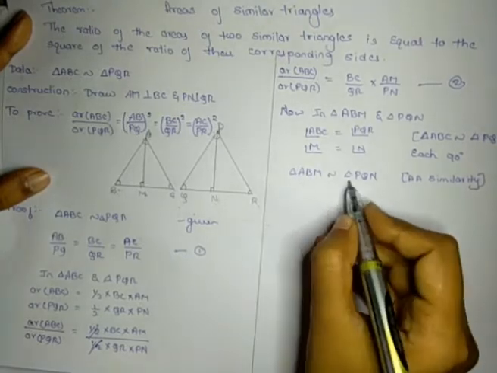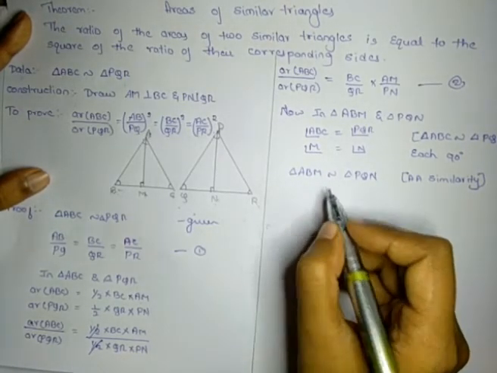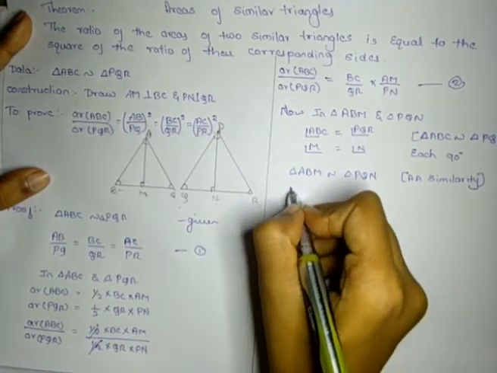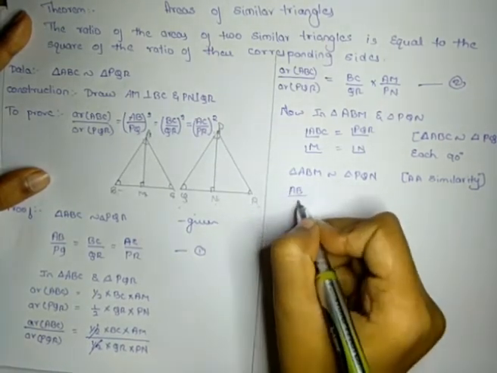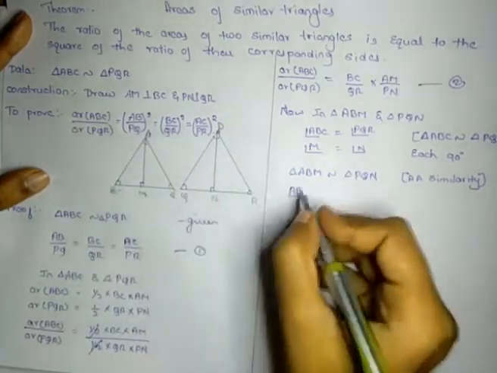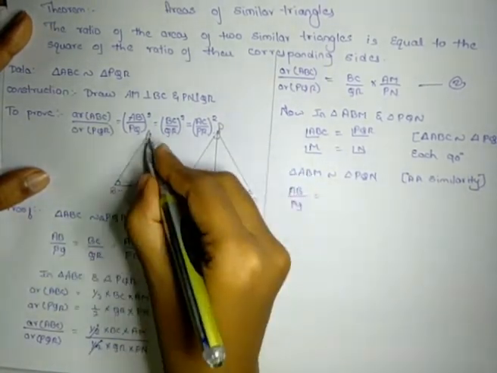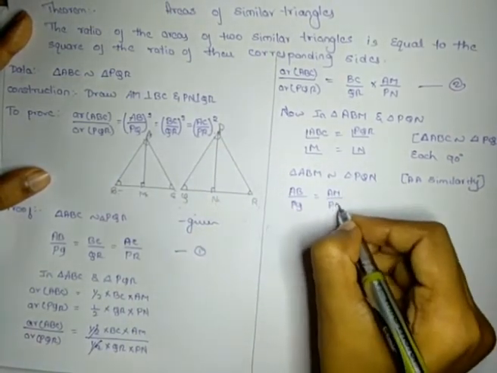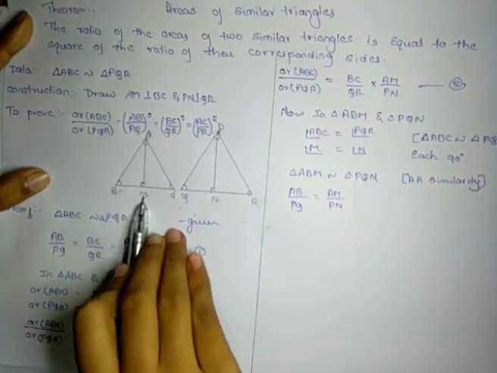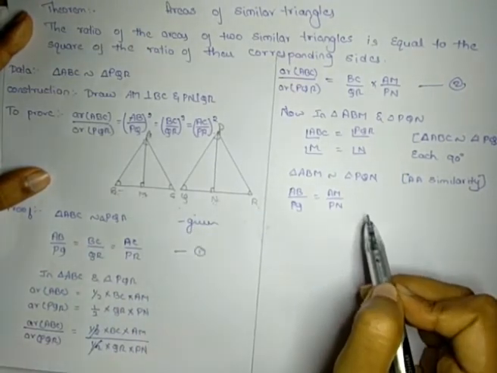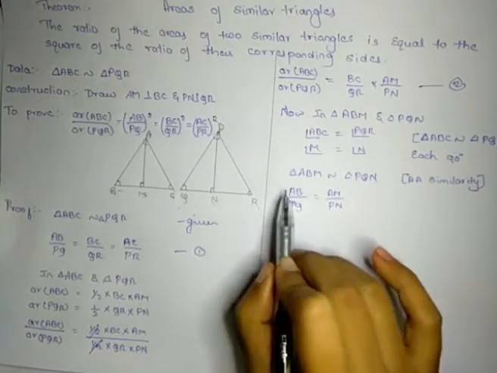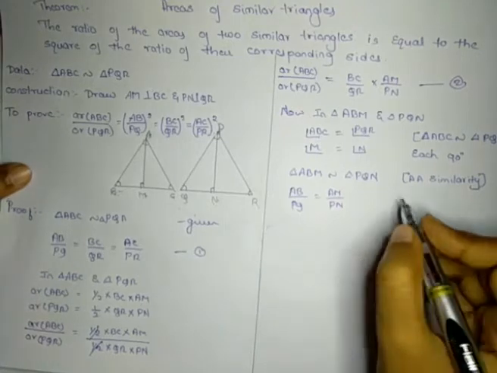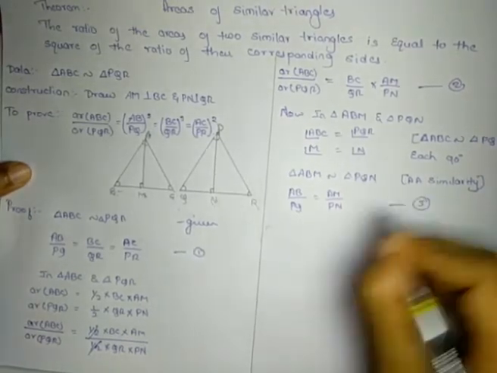Now if these two triangles are similar, then their corresponding sides will be in the same ratio. So we'll write AB divided by PQ is equal to AM divided by PN, and the third side is BM divided by QN. We can also write it, but for the next proof I require only these two sides, so I have written only these two. We'll call this equation 3.